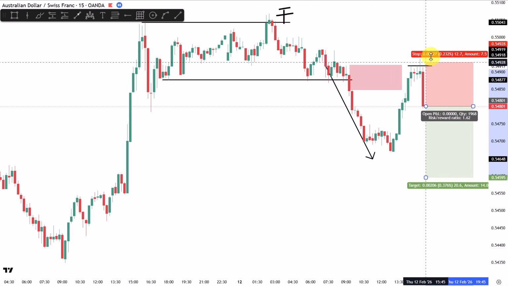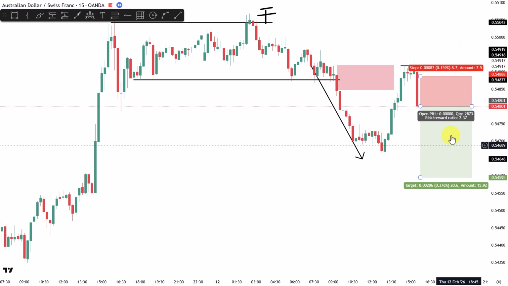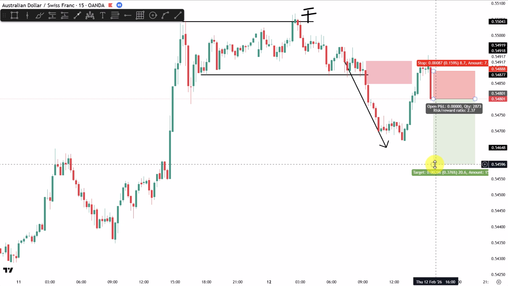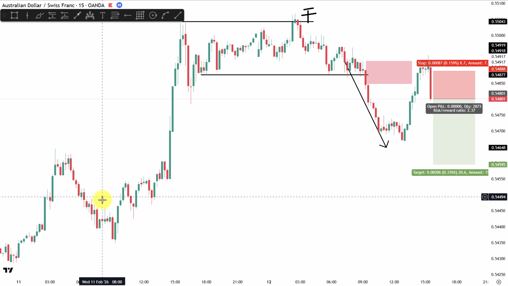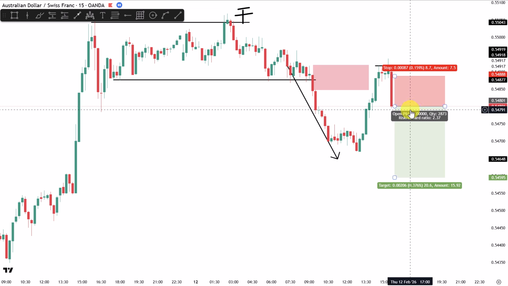So you have a lot of options here regarding stop placement. Just play around with it. You also, of course, have a lot of options with target placement. Do you go for the first pocket? Do you extend your target? Or do you maybe even use a trailing stop loss approach?